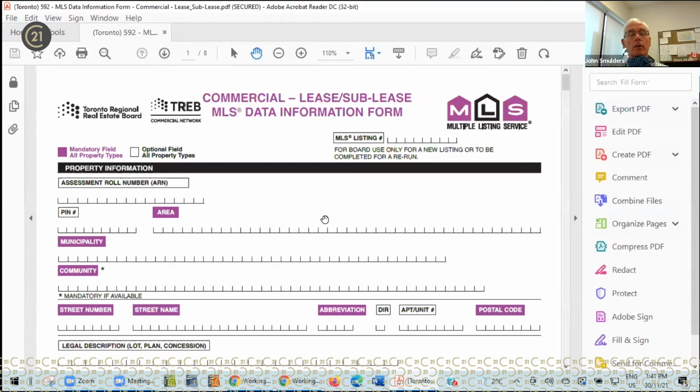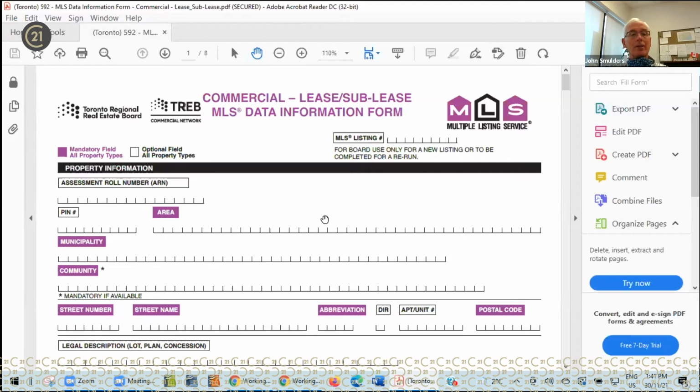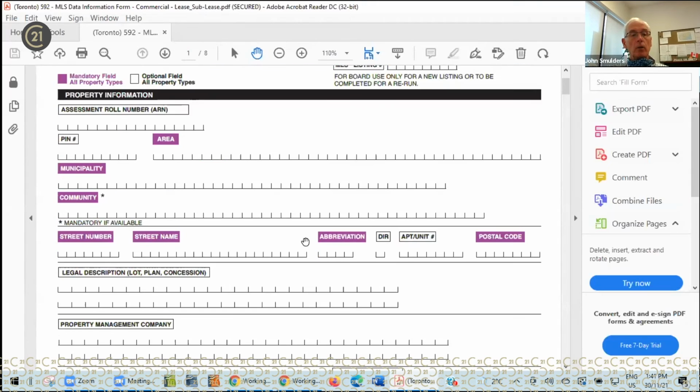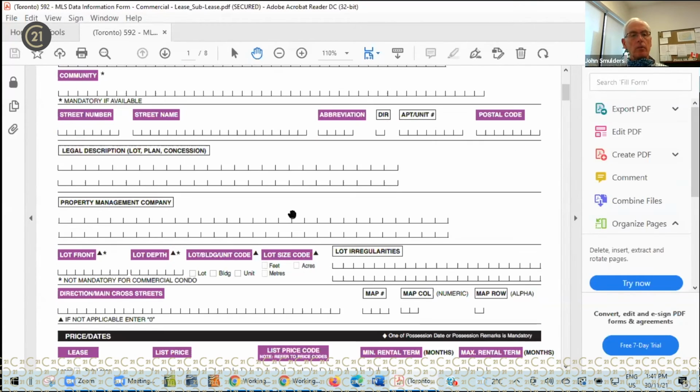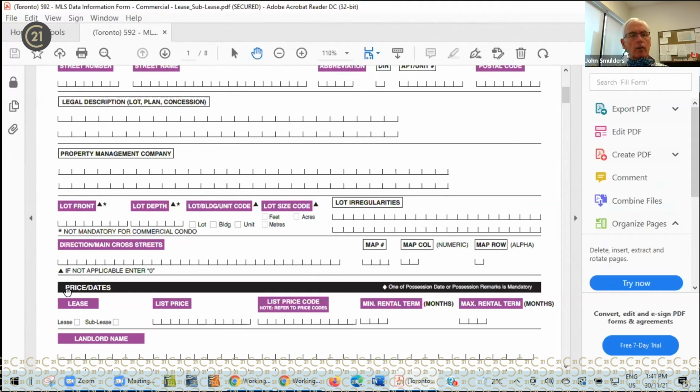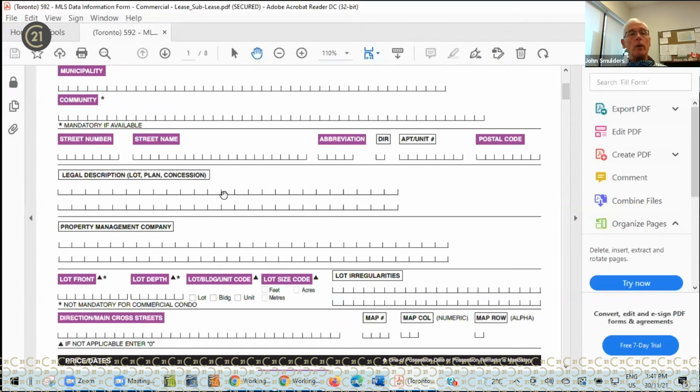The MLS data form. The MLS data form is the same data form whether it's a lease or a sublease. Okay, it's the same data form no matter which one it is. And you come down here, right at the bottom left-hand corner, you see lease, and you check either a lease or a sublease. Okay, it's the same form when you're working with either one.